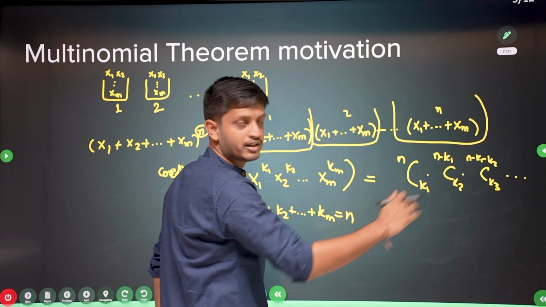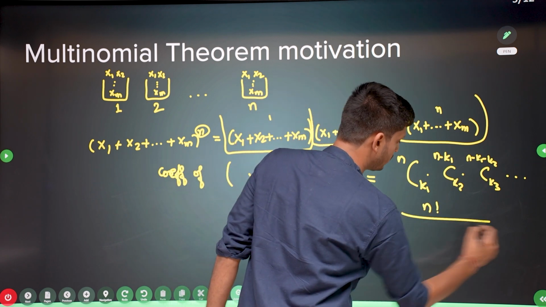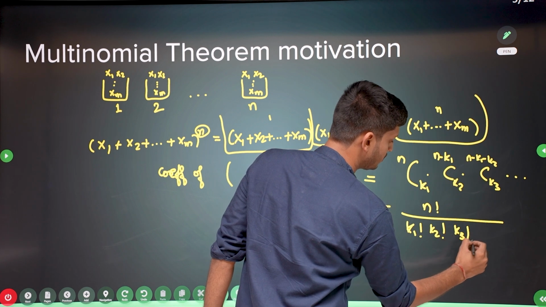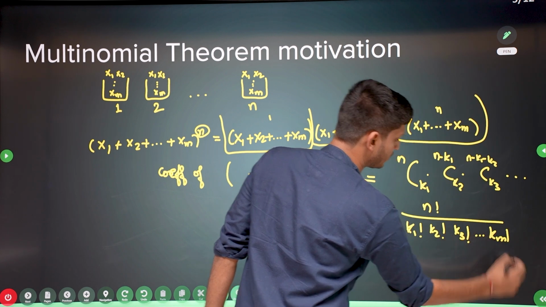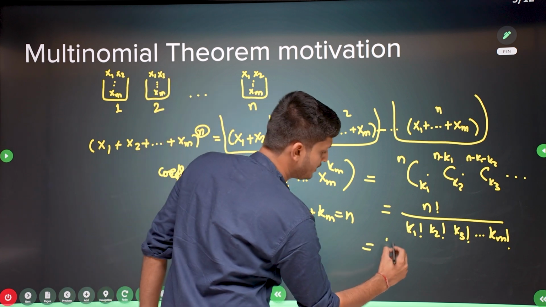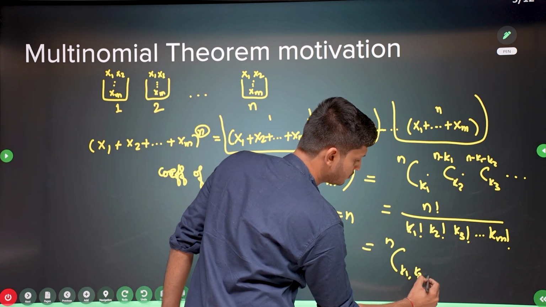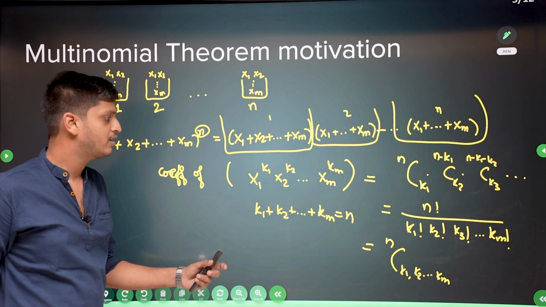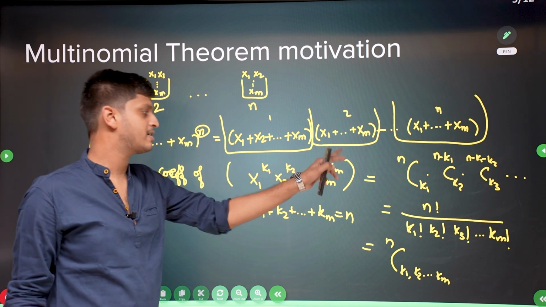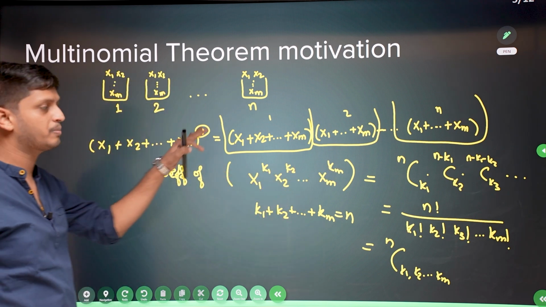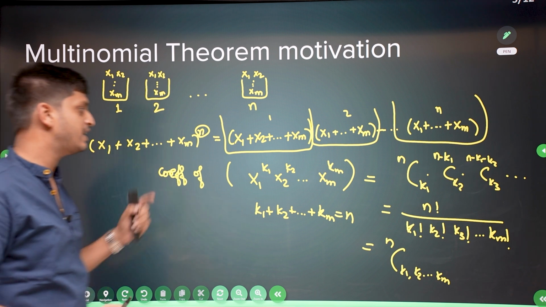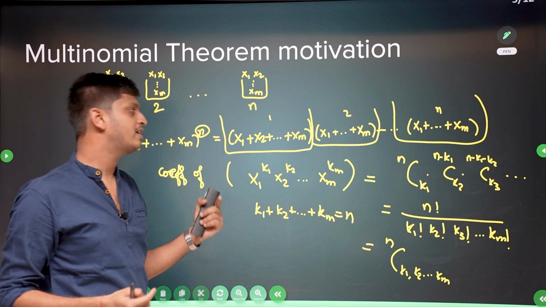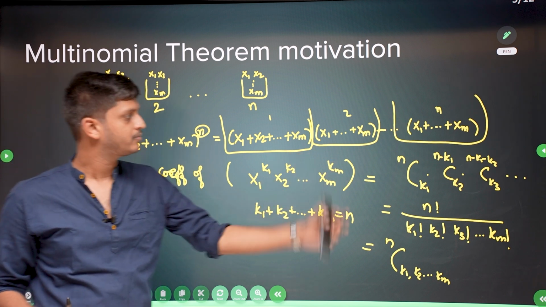This product, if you calculate it, will always come out to be n factorial upon k1 factorial, k2 factorial, k3 factorial, and so on up to km factorial. And this is called n choose k1, k2, up to km. This is the multinomial coefficient of x1 to the power k1, x2 to the power k2, xm to the power km in the expansion of x1 plus x2 up to xm to the power n. It is the number of ways of choosing k1 x1s, k2 x2s, km xms in n containers, where every container contains one x1, x2 and xm.